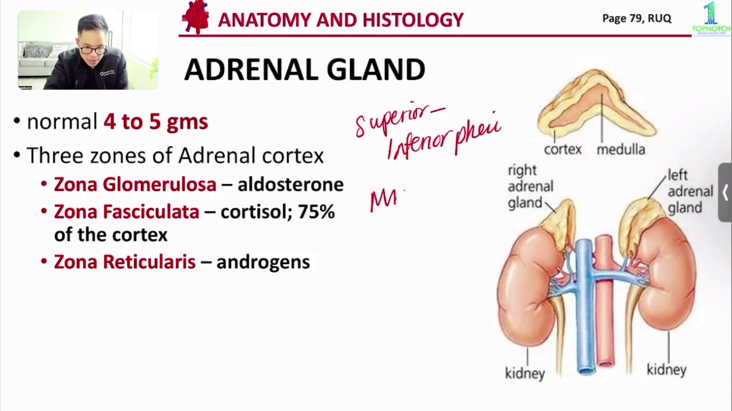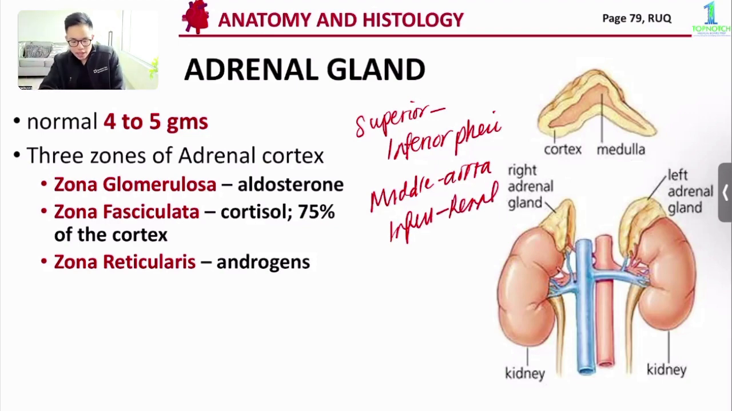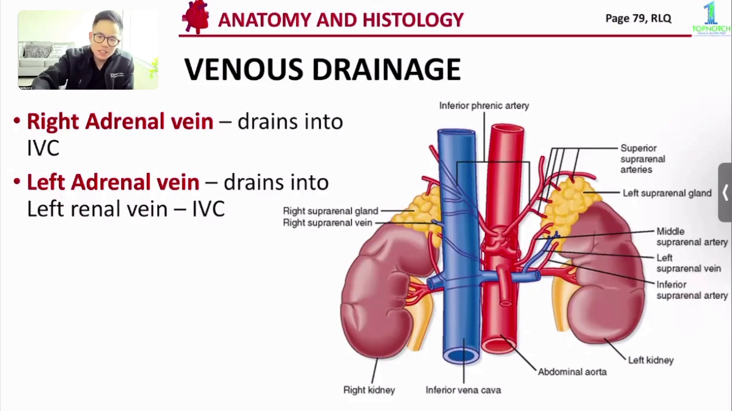You have the middle suprarenal from the aorta itself, and then you have your inferior, which is from the renal arteries. Again, superior from the inferior phrenic, the middle from the aorta, and inferior is from the renal area. The venous drainage: you have the right adrenal vein, which drains into the IVC, versus the left adrenal vein, which drains into the left renal vein first, then goes towards your IVC. So that's kind of different.